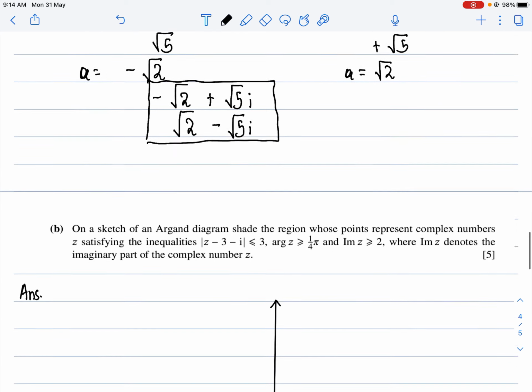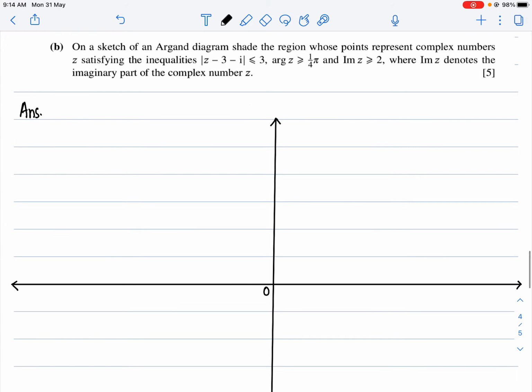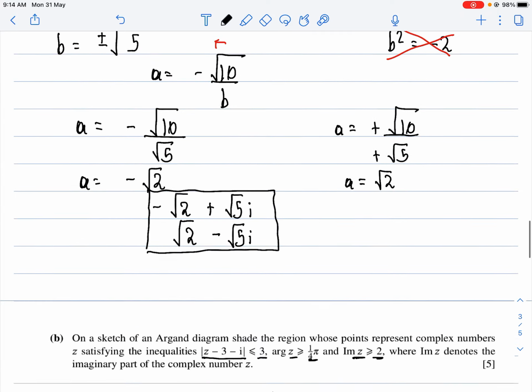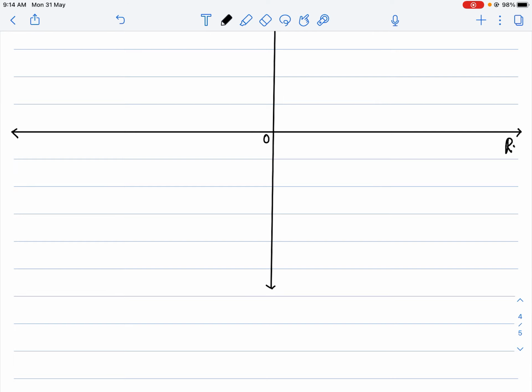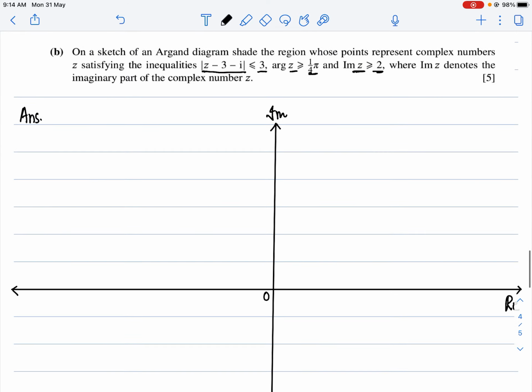So now we go to part B. On a sketch of an Argand diagram, shade the region whose points represent complex number z satisfying the inequalities here. Argument z, imaginary z, so there are three things which we need to satisfy here, where imaginary z denotes the imaginary part of the complex number z. So as you know, this is your imaginary part, this is your real part.